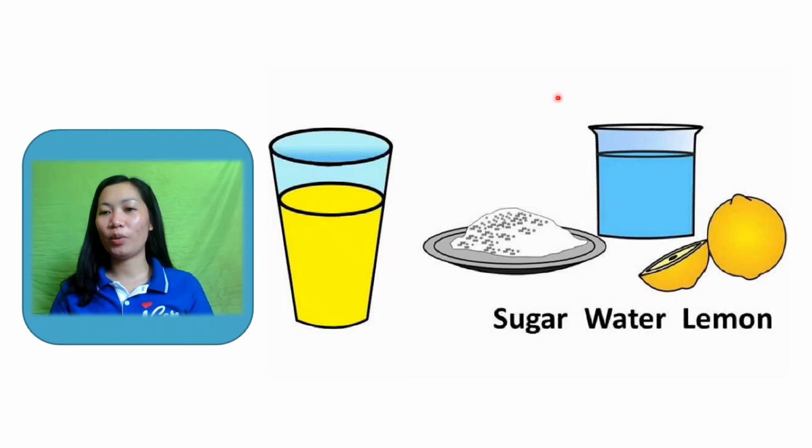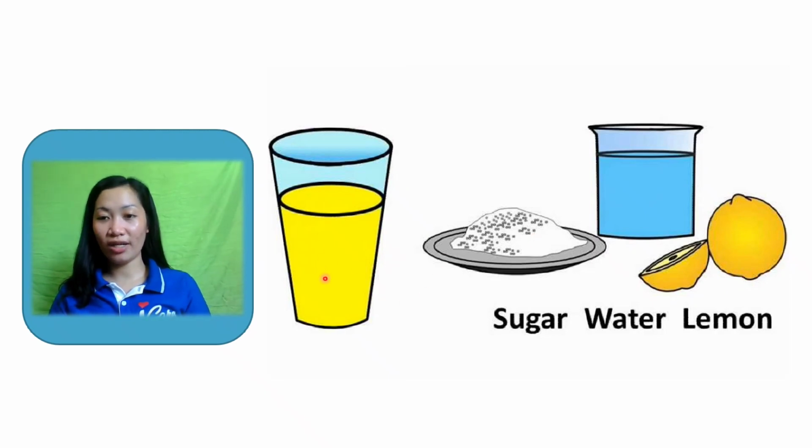Like for example, when we have the sugar, we have the water, and we have the lemon. When we combine them together, it's called already a mixture, right? So this one is one substance, this one is also one, and this is also one. So if we combine these three, it will be like lemon juice. So that is mixture, combining two or more substances.